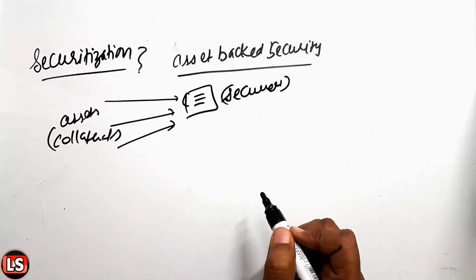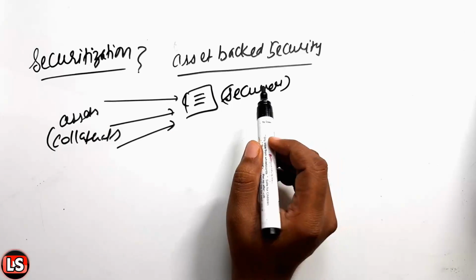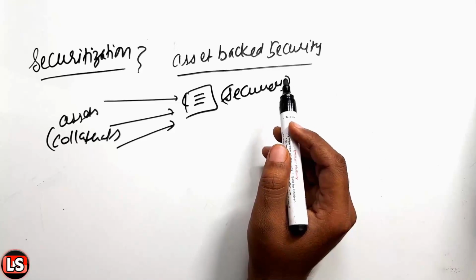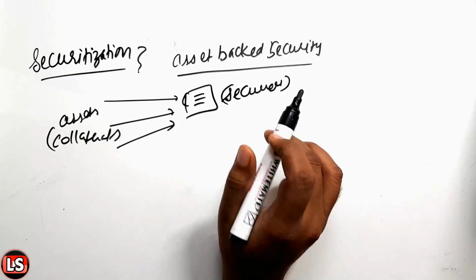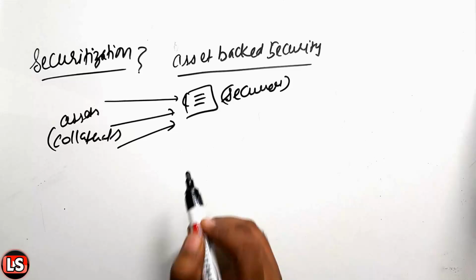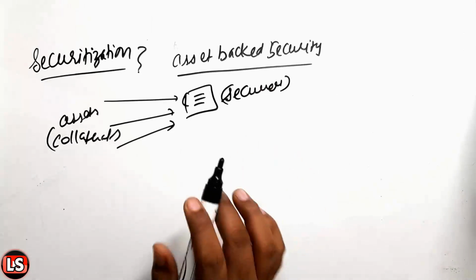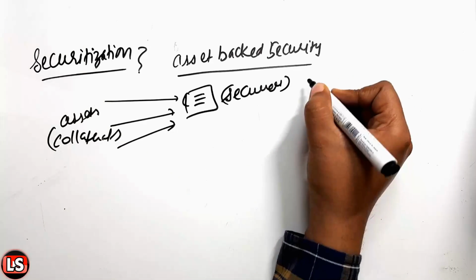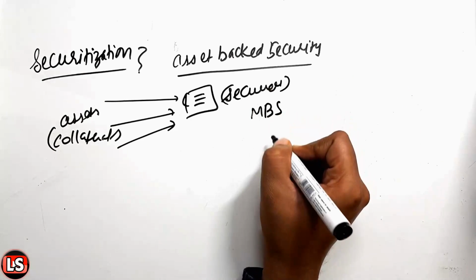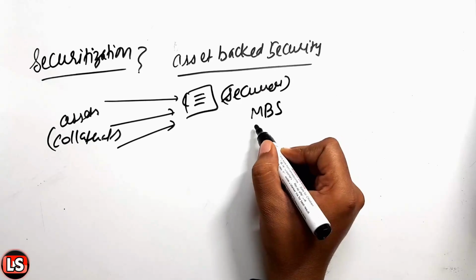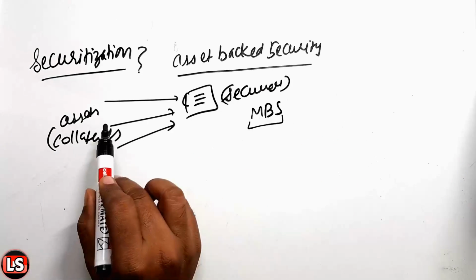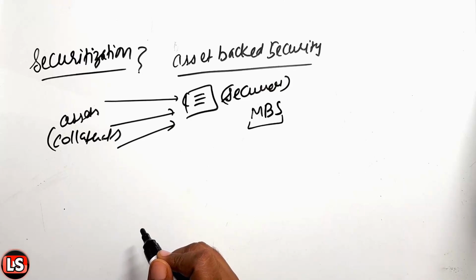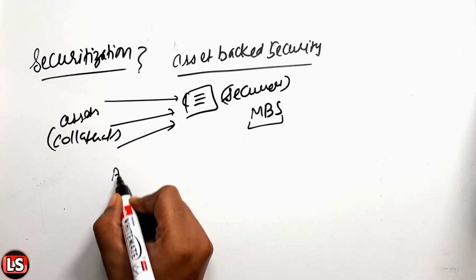अगर सिंपल लैंग्वेज में बात करें तो सिक्योरिटाइजेशन एक ऐसा प्रोसेस है जिसमें हम किसी इल लिक्विड इंस्ट्रूमेंट, किसी सिक्योरिटी को लिक्विड फॉर्म में चेंज कर देते हैं. That is called securitization. And the most common example of securitization is MBS, mortgage backed security, जिसमें बैक एंड पर असेट्स कोलेटरल कोई मॉर्गेज रहती है.